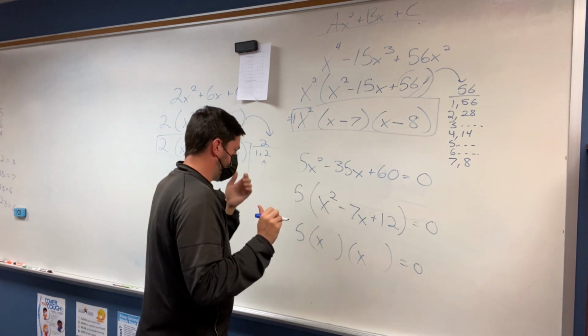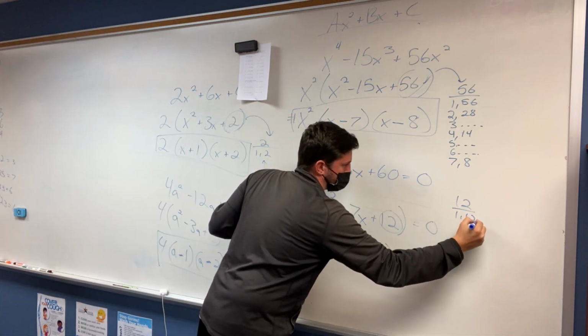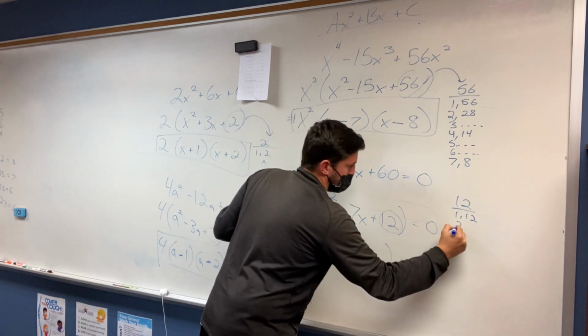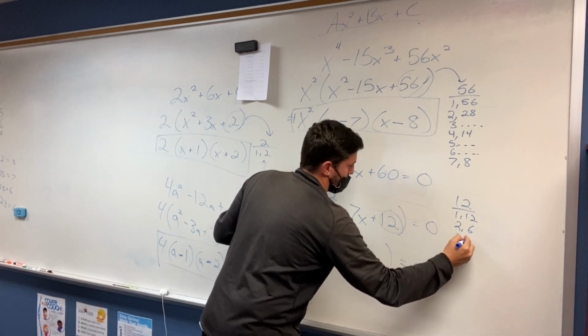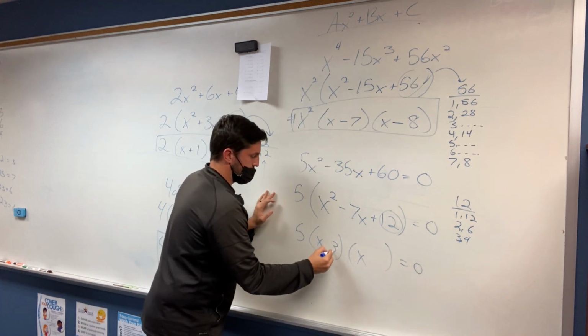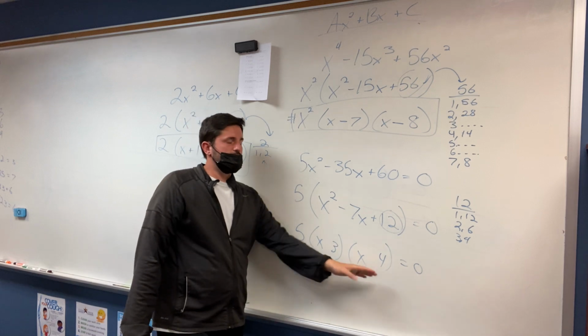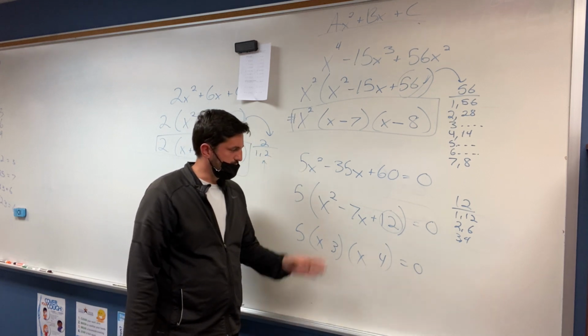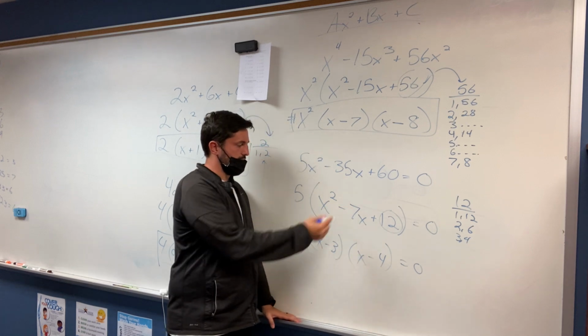So anyway, focusing on this 12. 1 times 12 cannot get me a 7. 2 times 6 cannot get me a 7. It's not looking good, guys. 3 times 4, oh, there we go. 3 and a 4 can get me a 7. Neither are big enough to become a 7, but if they join forces together, on the same team, they could become a -7.